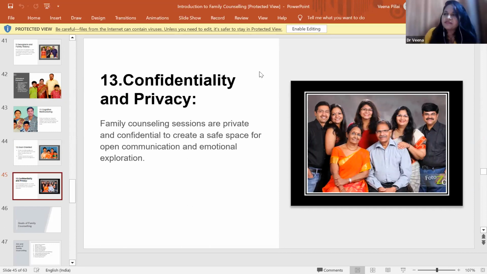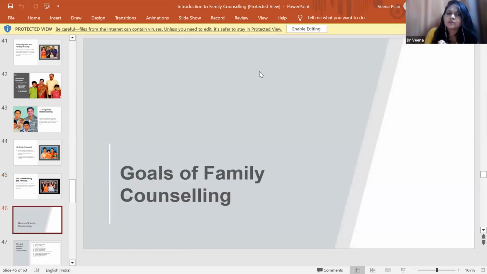And if ever there is any sort of issue wherein as a therapist you feel like there is a threat to self of that family member, or if there is any threat from that family member to others, then the therapist has to report it. It's mandatory that he reports to the concerned authorities or other family members. So, as a family therapist or in family counseling, confidentiality and privacy is very, very important.